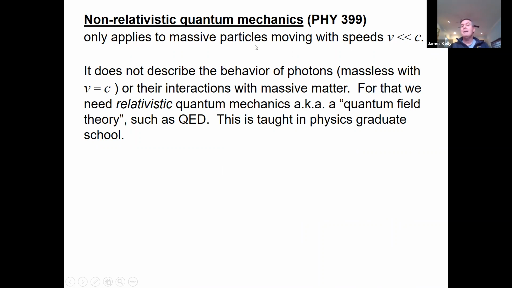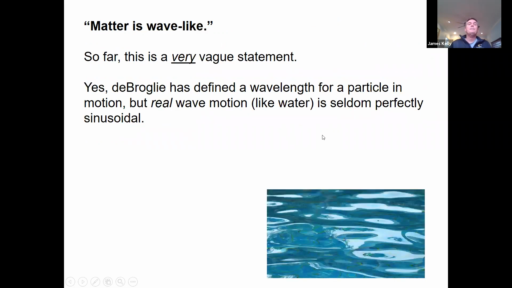So we're only going to look at massive particles moving at speeds which are much lower than the speed of light. So in particular, our theory is not going to describe photons, which always travel at the speed of light, or at least light pulses travel at the speed of light. Nor is it going to describe the interactions of photons with matter. To do that, we need relativistic quantum mechanics, which is a theory like quantum electrodynamics, which maybe you talked about a little bit in modern physics. And it's quite a bit more complicated to calculate with than non-relativistic quantum mechanics. So maybe you'll get a chance to take that in physics graduate school.